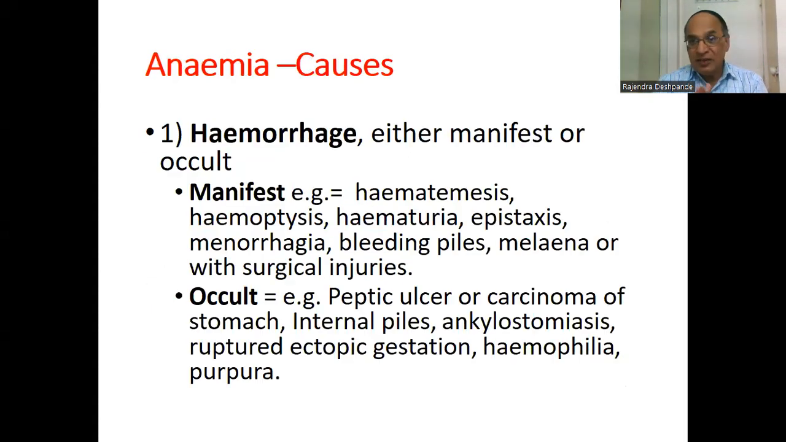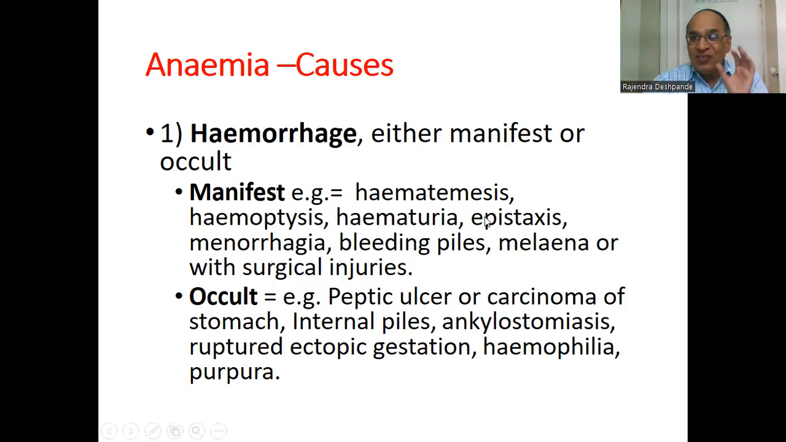Okay, so these are the different causes. The first group is hemorrhage, bleeding. Hemorrhage means bleeding. Sometimes you can directly understand where the bleeding is, so that is manifested. And some bleeding cannot easily be traced to where it is coming from. That is called occult hemorrhage or occult bleeding. What are the causes that are very clearly understood?